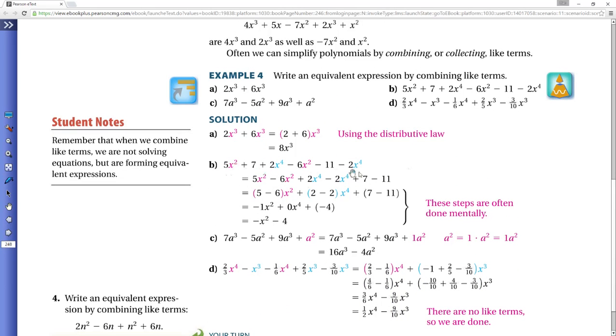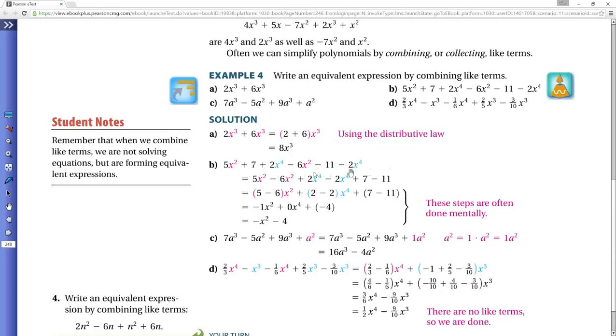Well, they have it all as subtraction. I would prefer that they change it to an addition, because they're starting to change the order and you have to be careful with subtraction. Now they do it correctly, but probably what I would do is change all these subtractions to addition by adding their opposites. So I would rewrite this as 5x squared plus 7 plus 2x to the fourth plus a negative 6x squared, changing that subtraction, plus negative 11 plus negative 2x to the fourth.